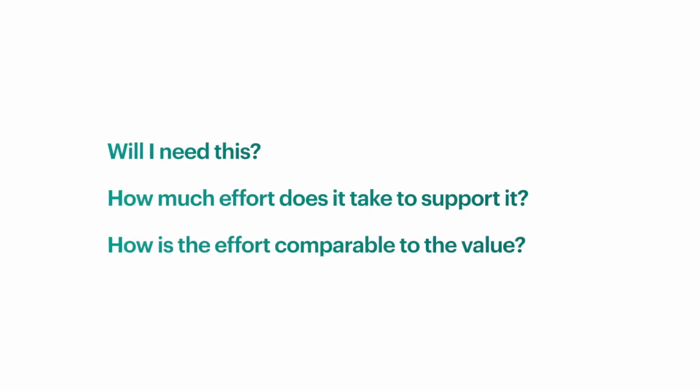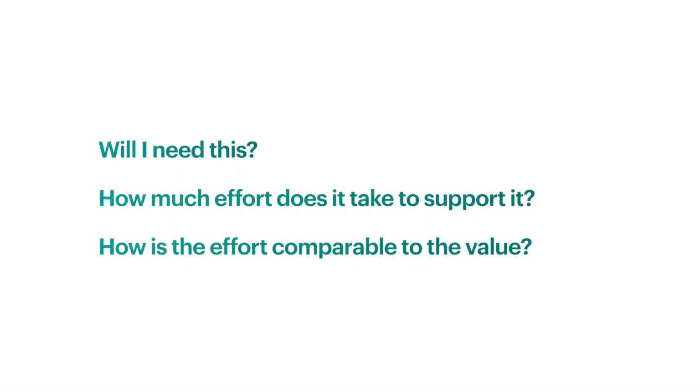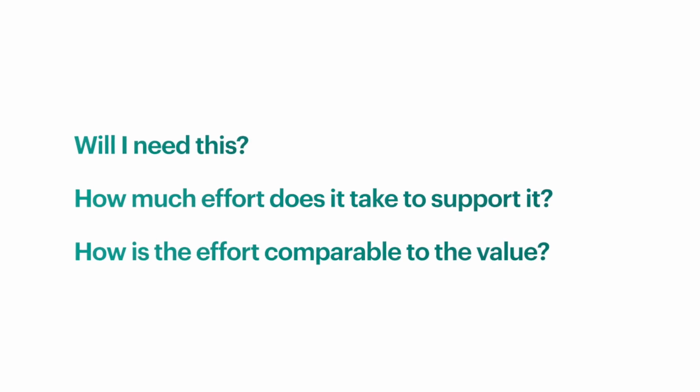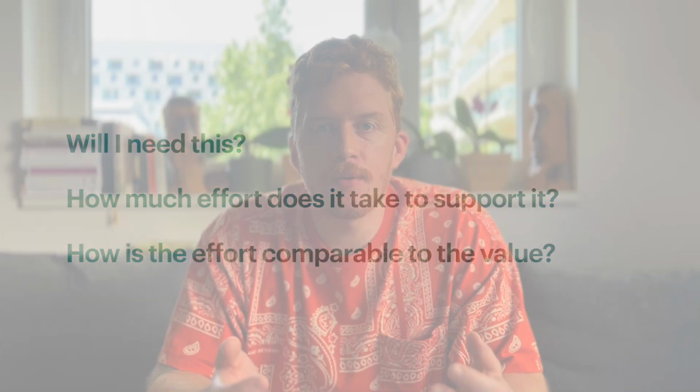Another example can be a software architecture itself, where 80% of optimization will come from fixing 20% of the problems. Which classes would you refactor or remove from your design? Where would you focus your optimization efforts? Will I need this? How much time and effort does it take from me to support it? How is this effort comparable to the value I get from the thing?